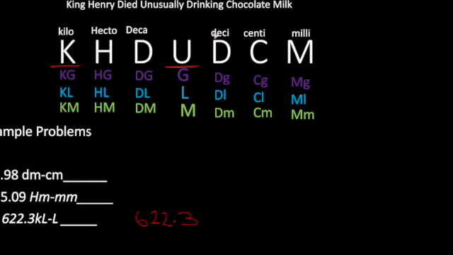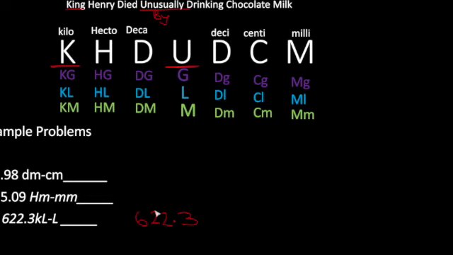Another thing that I forgot to mention is that you can also replace U with B. Then you would just be King Henry died by drinking chocolate milk instead of unusually. B also stands for the basic unit and U stands for the unit. So it's really up to you.